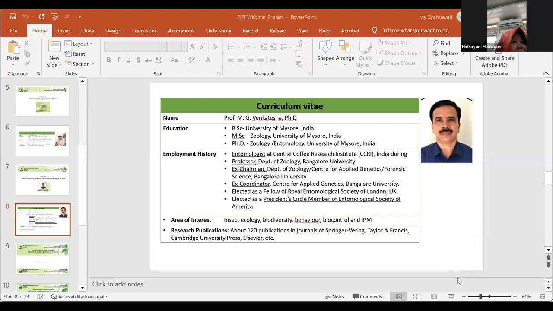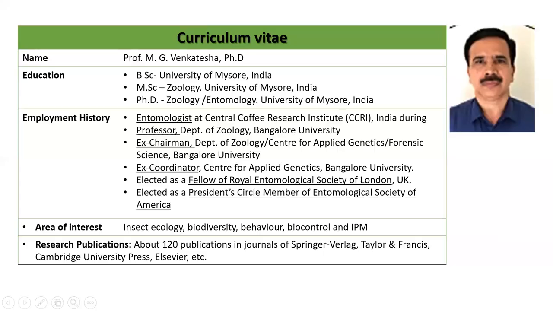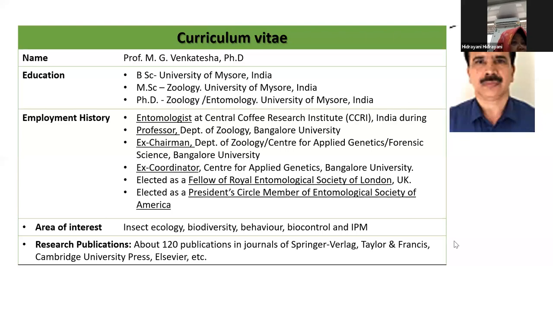So we come to Professor Venkatesha. He will talk about biological control of mealybug, a global major sucking pest of crops. About the curriculum vitae: Mr. Venkatesha got his PhD in 1984 from the University of Missouri. And then his master's he got from the same university in 1986. And then also a PhD from the University of Missouri, he got in 1990 in zoology, especially entomology.